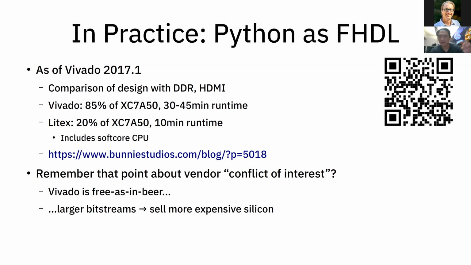I wrote a little blog post about this at the end of the day. You can get more detail there. And this is that point about the vendor conflict of interest. Vivado is free as in beer, but if they can get you to produce larger bitstreams because you're getting all this cool IP and you want to use it, and you have to upgrade your FPGA type, they can sell more expensive silicon. So it was a little bit frustrating.